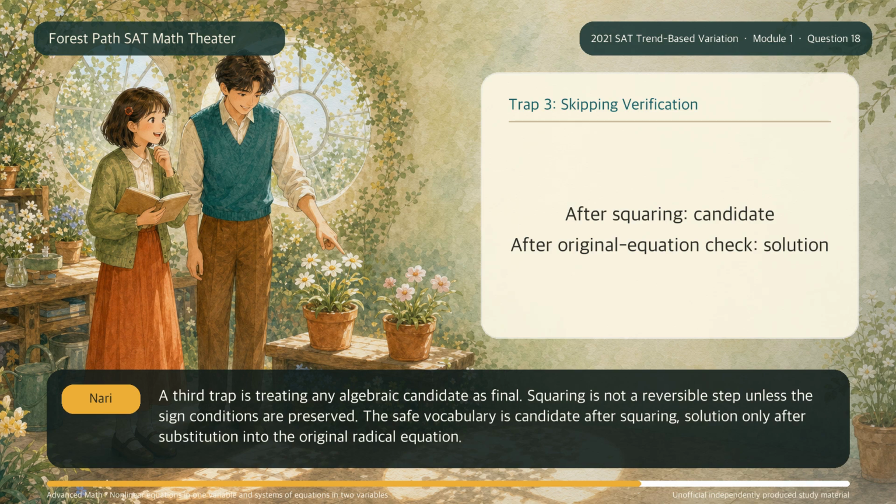A third trap is treating any algebraic candidate as final. Squaring is not a reversible step unless the sign conditions are preserved. The safe vocabulary is candidate after squaring, solution only after substitution into the original radical equation.